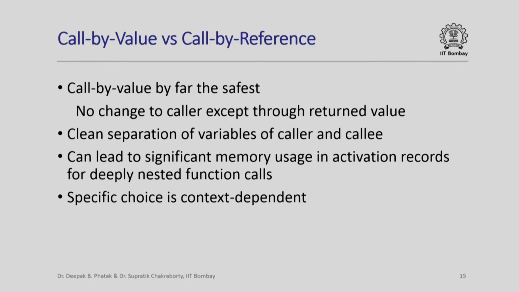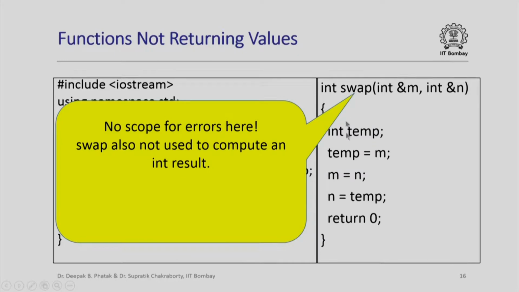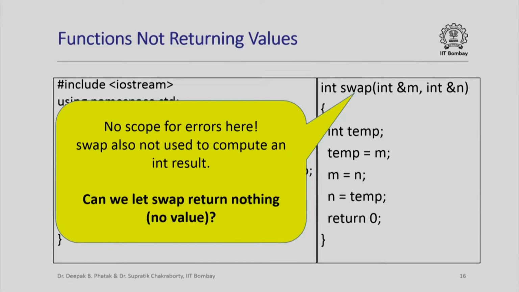Now having seen parameter passing, here is a small note. If you look at this function swap that we used over here, really there was no scope for errors in this function. So when we said return 0, since we cannot have an error here, this return value is not very meaningful. Also we know that swap is not being used to compute an integer result. So we can ask whether we can let swap return nothing, or no value at all.